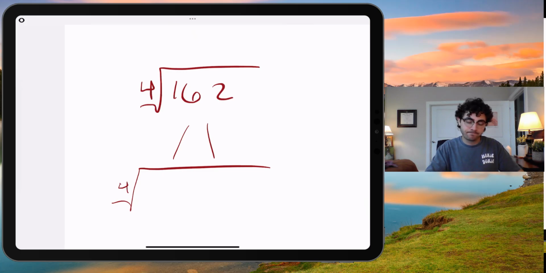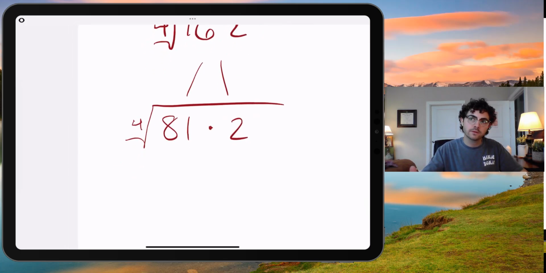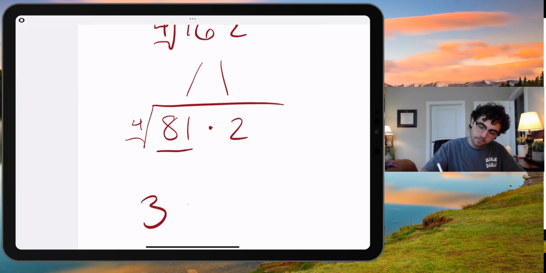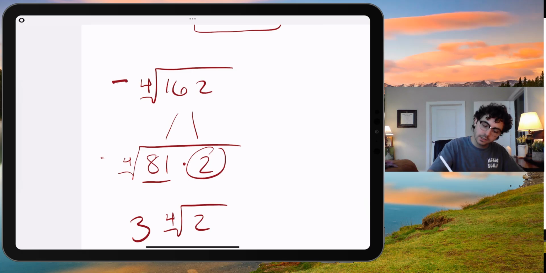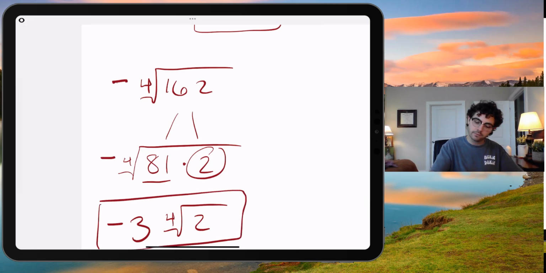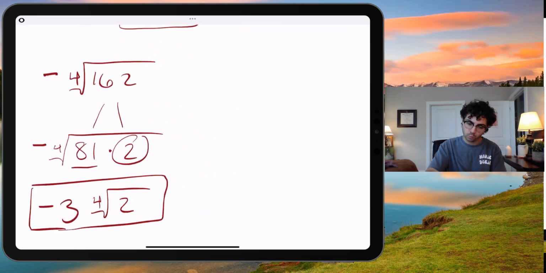And that might be it. So 81, I realized, is just half of 162, which means 81 times 2 is 162. And again, 81 is a perfect fourth power. So we take the fourth root of 81 and we get 3. So 3 comes to the outside, but it leaves that 2 on the inside. And again, it started with a negative in front, so we're going to leave a negative in front. Negative 3 times the fourth root of 2.